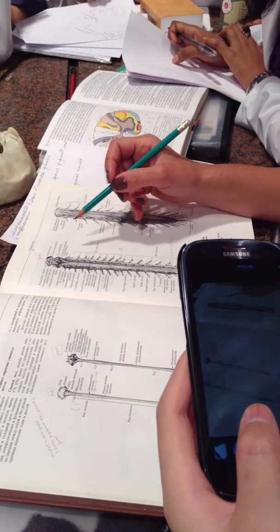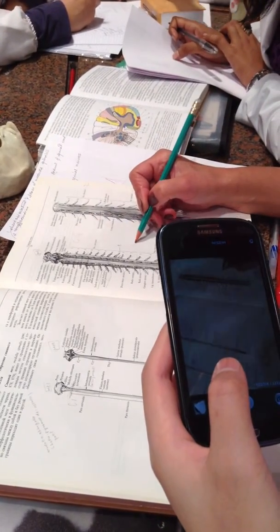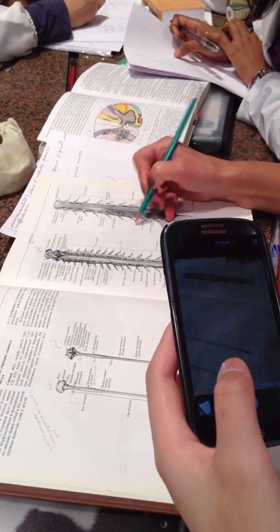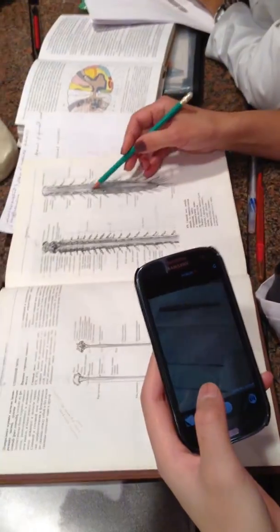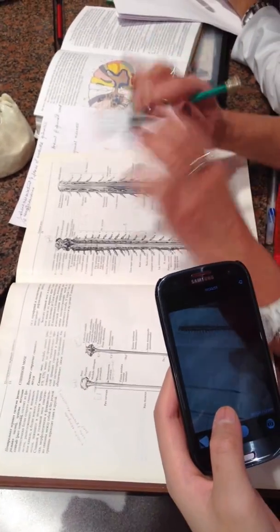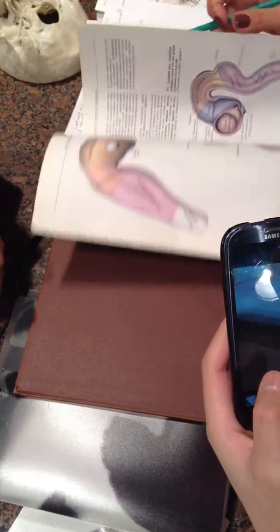8 cervical segments, C1 to C8, thoracic 1 to thoracic 12, lumbar 1 to lumbar 5, sacral 1 to sacral 5, and 1 coccygeal segment. And segment length and length of the vertebra do not correspond to each other. Segments are shorter. Our spinal cord is shorter. It ends at what part of the vertebral canal? Lumbar first, lumbar second, yes?